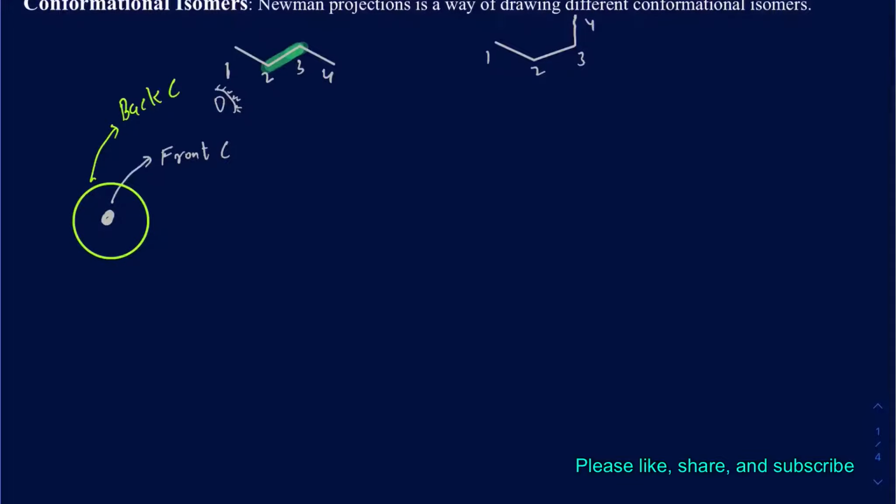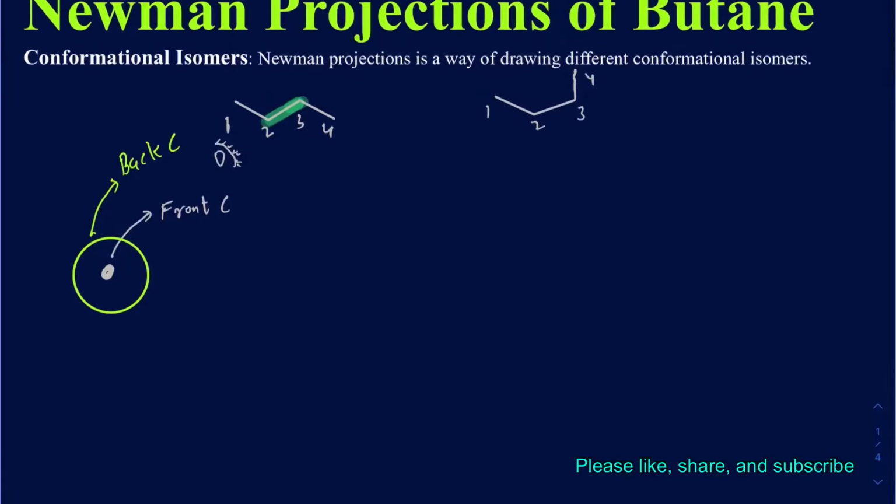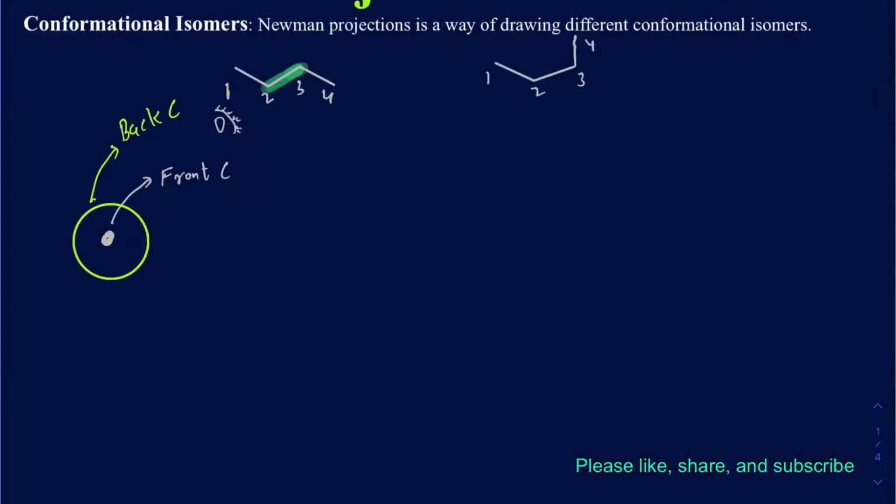Okay, so I'm going to go ahead and redraw that real quick. So let's say this is going to be my front carbon. That's going to be your carbon 2, and I can probably just write that down here actually. This is carbon 2, and this other one, the circle, is going to be your carbon 3. And to make things clear, I'm going to redraw that so that I can follow along. So this is going to be your front carbon. And then this one is going to be your back carbon.